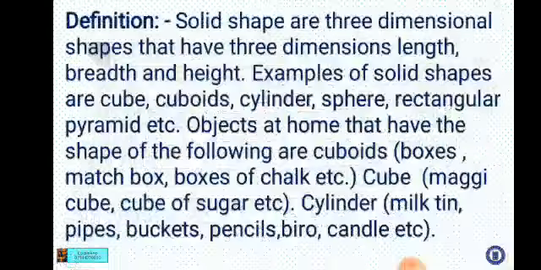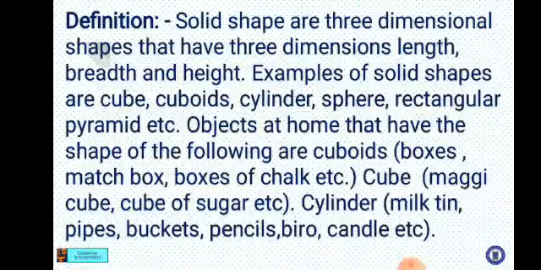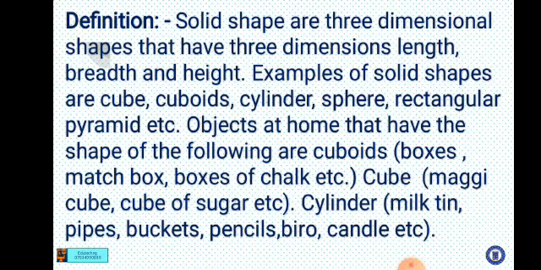What is solid shapes? Solid shapes are 3-dimensional shapes that have 3 dimensions, length, breadth and height. Examples of solid shapes are cube, cuboid, cylinder, sphere, rectangular pyramid, and so on.